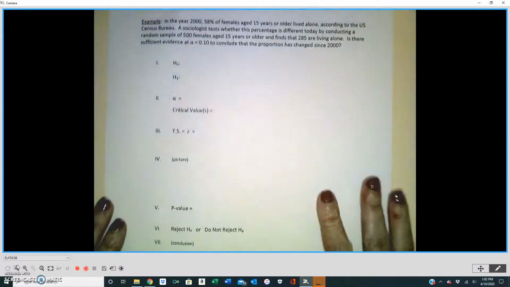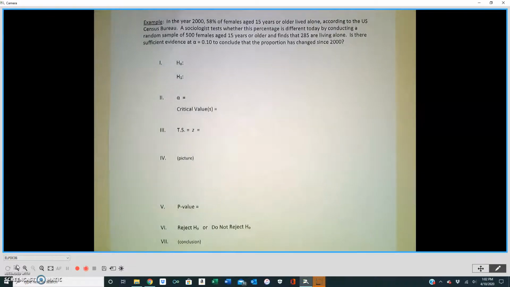So let's try some more, because I think the more of these we do, the more you guys will understand it. This one says, in the year 2000, 58% of females aged 15 or older lived alone, according to the U.S. Census Bureau. So the census was done in 2000, and now here we are in 2020. We're doing it again. So it's every 10 years, I think. A sociologist tests whether the percentage is different today by conducting a random sample of 500 females, aged 15 or older, and finds that 285 are living alone, based on the study that they did. Is there sufficient evidence at alpha equals 0.10 to conclude that the proportion has changed since 2000?